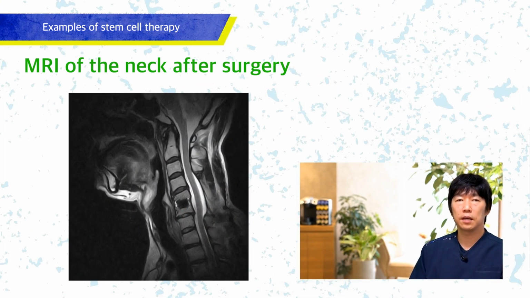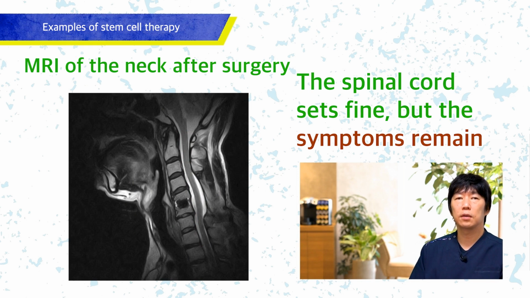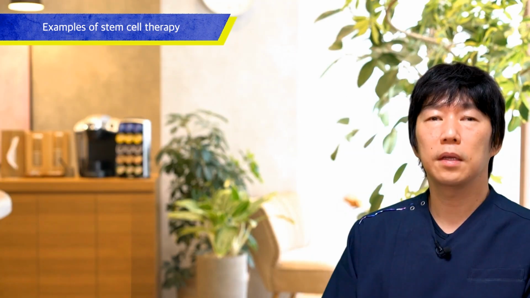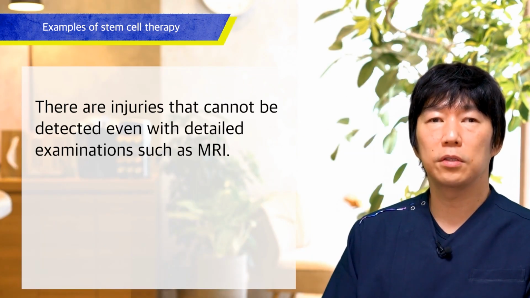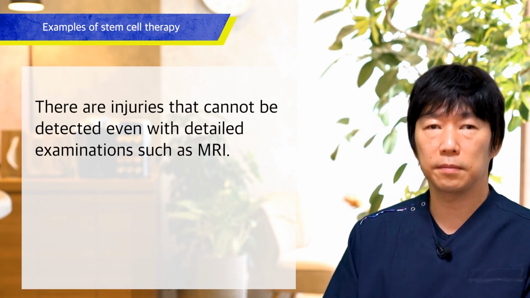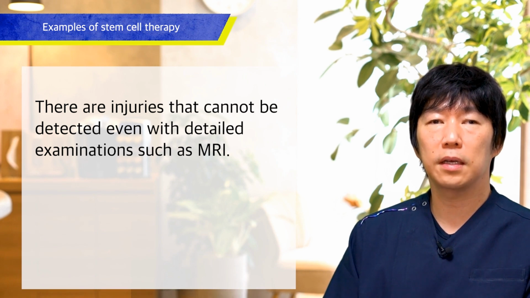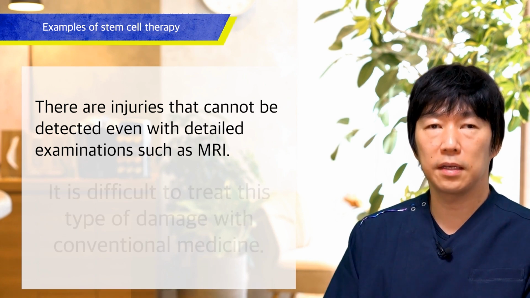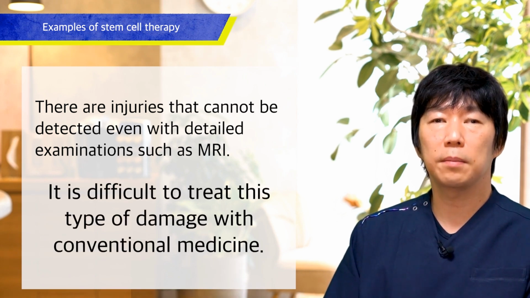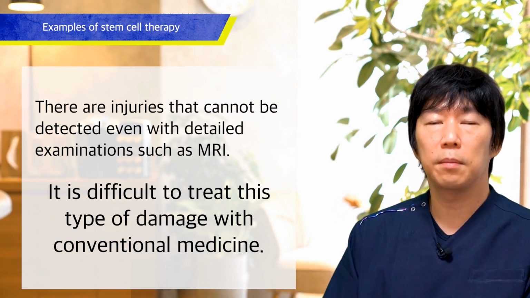This is the MRI after the surgery. The spinal canal is widely open and the large herniation has been removed, allowing the spinal cord to pass through cleanly. Even though the spinal cord appeared clear on the MRI, the numbness in the hands persisted. There are cases where numbness in the hands or muscle weakness cannot be detected even with detailed examinations like MRI. Visible protrusions of the intervertebral disc can be removed through surgery, but it is quite difficult to treat spinal cord damage that cannot be detected even with MRI or detailed examinations.